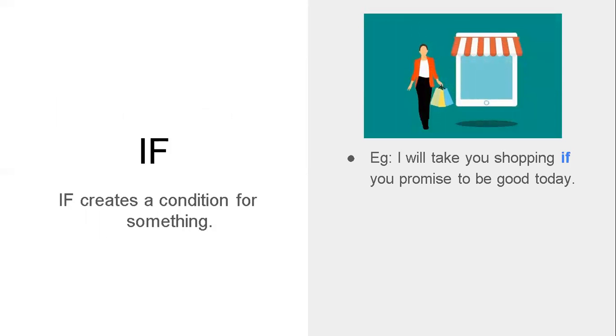If. If creates a condition for something. For example, I will take you shopping if you promise to be good today. So, there's a condition. I will take you shopping only if you promise to be good.